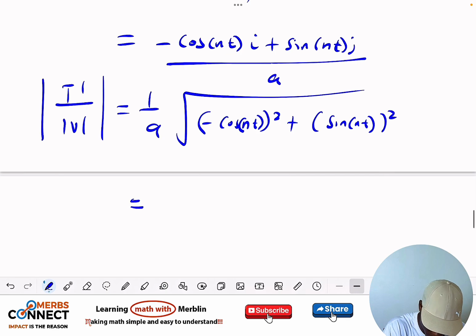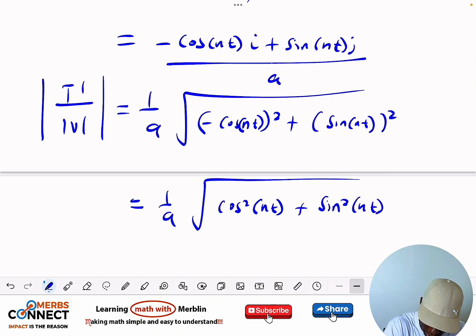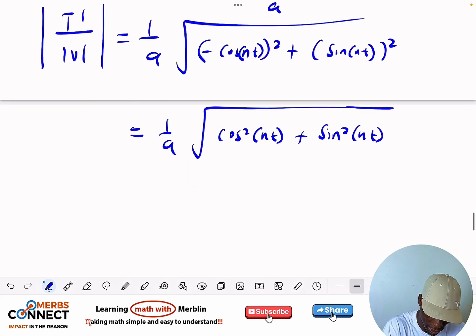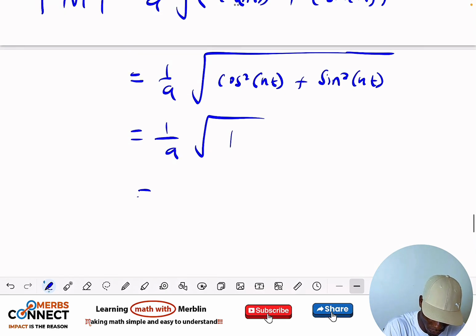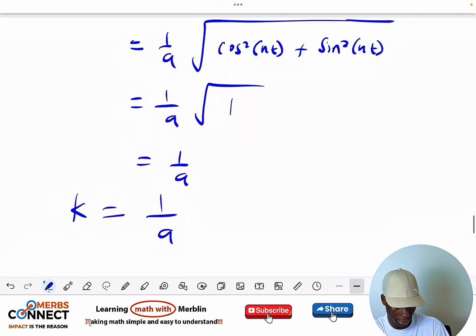We are going to have 1 over a times the square root of cos squared nt plus sine squared nt. And we know that this is going to give us 1. So we have 1 here, and the square root of 1 is 1. So I'm going to have 1 over a. So 1 over a is the curvature. This is 1 over a for the curvature.